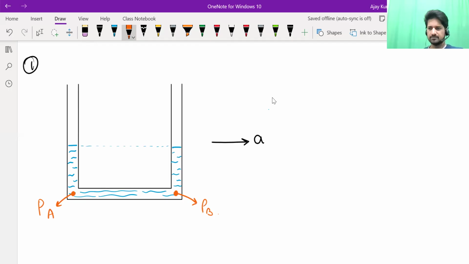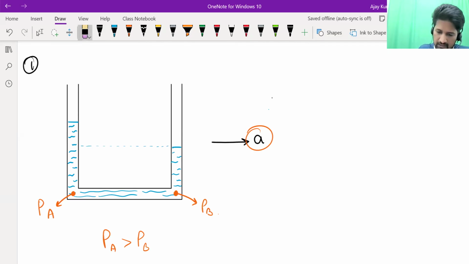But here, due to acceleration, there will be a pressure variation; the pressure increases as you move to the left. So when the container is accelerated, pressure at A must be greater than pressure at B. So as a result, what will happen? The height of the liquid column on the left side will be greater than the height of the liquid column on the right side. This is what you will see.